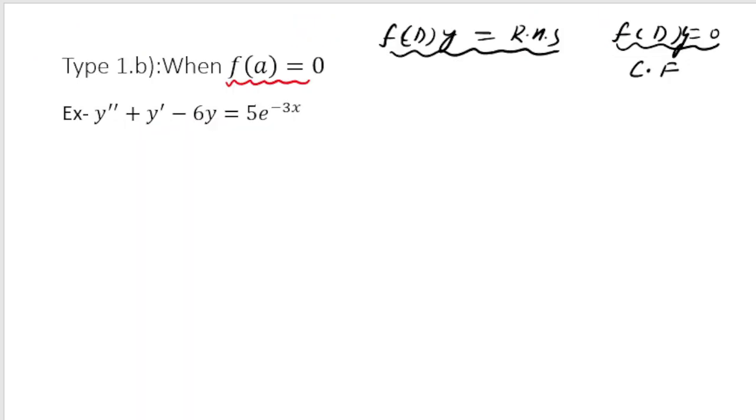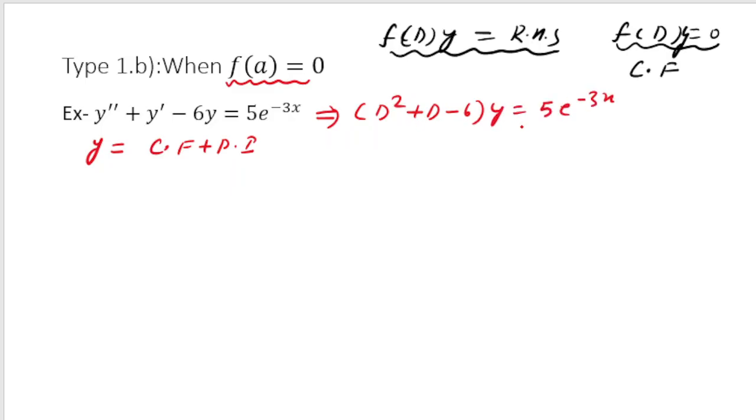So what if F(a) is equal to 0? Here also we have to write the solution y as complementary function plus particular integral, right? Before I write all this, let me write the differential equation in operator form. I can write (D² + D - 6)y = 5e^(-3x). I again repeat, I hope it is clear to you how to write it.